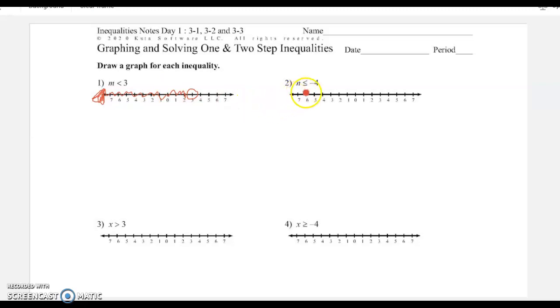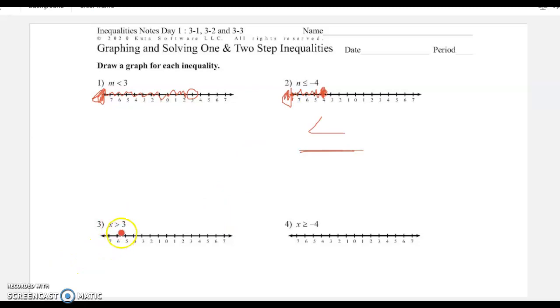So on number 2, n is less than or equal to, because it has the line under it, negative 4. So we would go to negative 4 here, put a dot. This time we would fill the dot in because it also has the equal sign. It was less than or equal to. So that means that that dot is included. And then all the numbers less than n would be to the left, including the arrow.